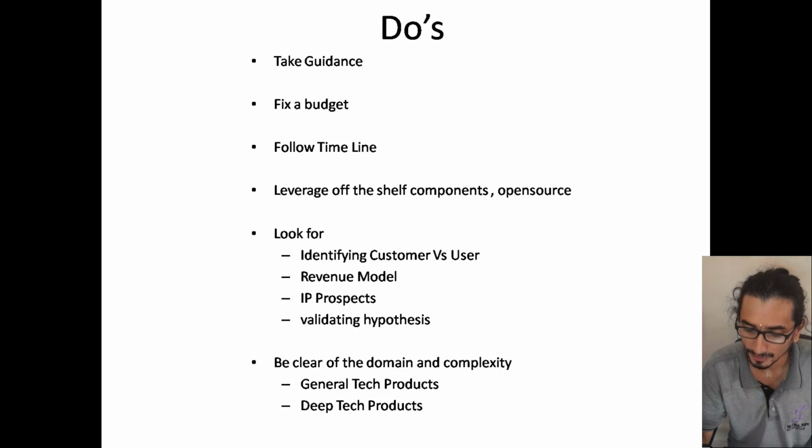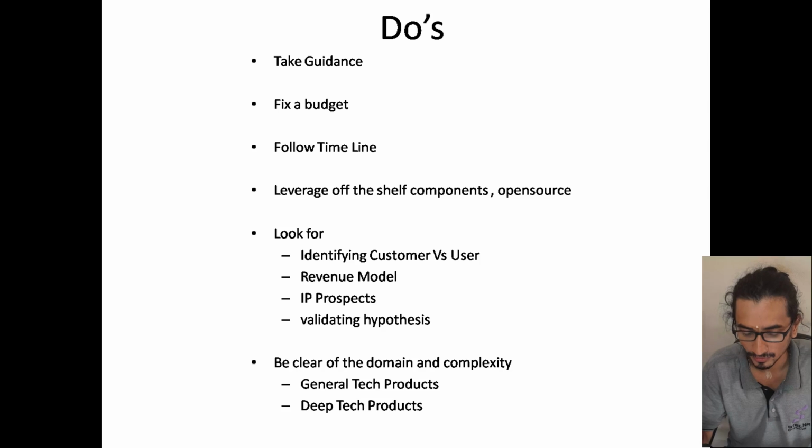And be clear of the domain and its complexities. Say you are building general tech products. General tech products are products for which the technology is already available. The electronics is available, the chips are available, the manufacturing technologies are available. You can build a PCB, you can build an enclosure, you can injection mold it or 3D print it. You might lack the technical capacity to build it, but there are enough technical capabilities and technologies available in the world to build it at a moderate or lower cost.